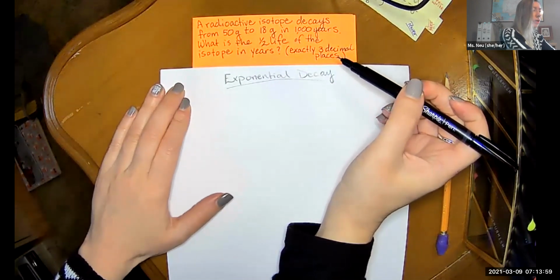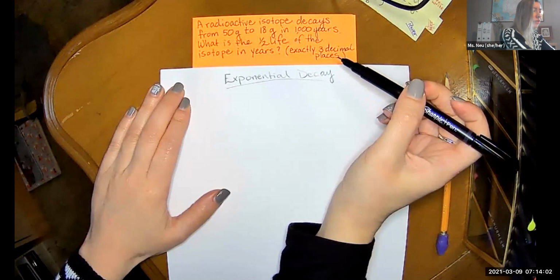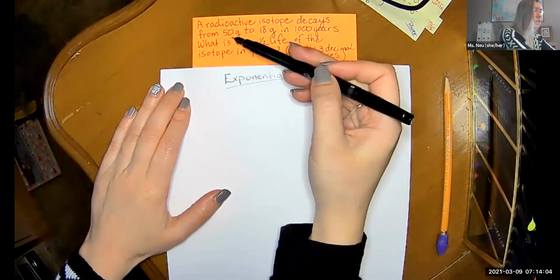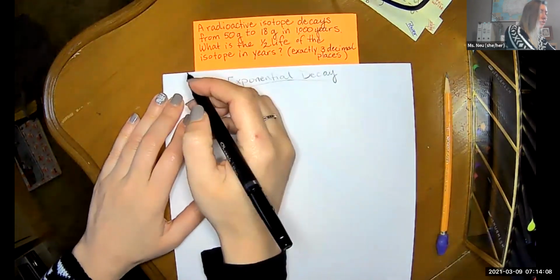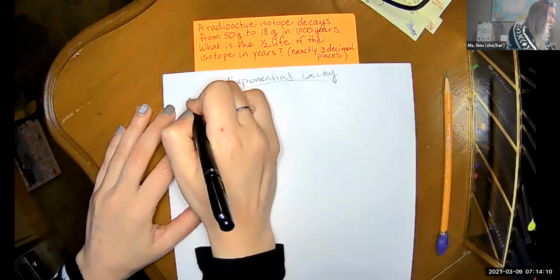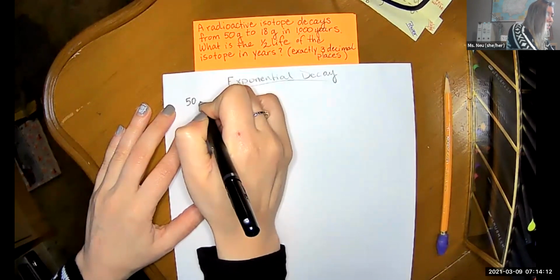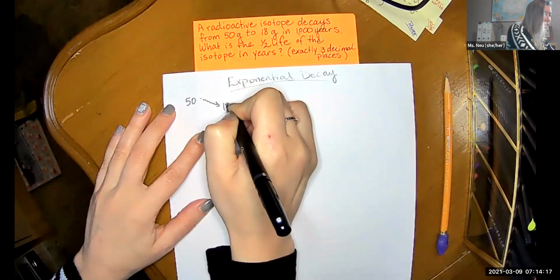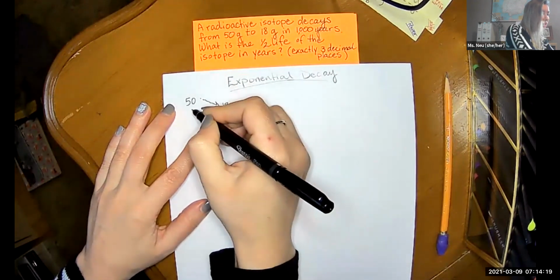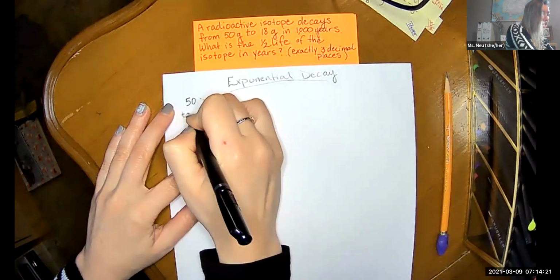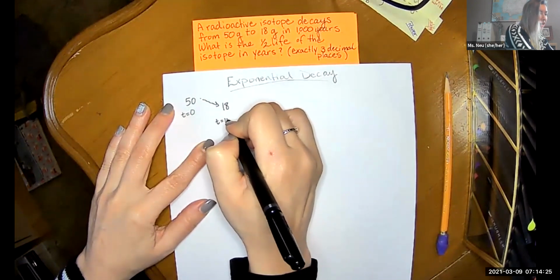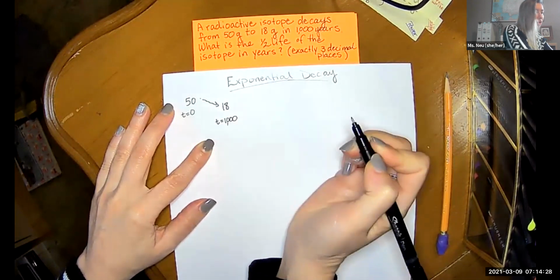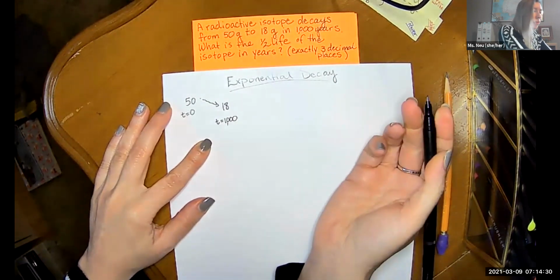So let's just write out what we have. We've got this thing that decreases from 50 to 18 in 1,000 years. So it goes from 50 all the way down to 18, and 50 is where we start, right? So this is like time 0, and then 18 is at 1,000 years. Just kind of writing out what we have.